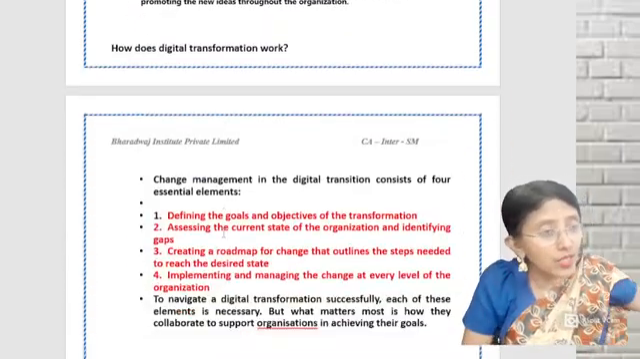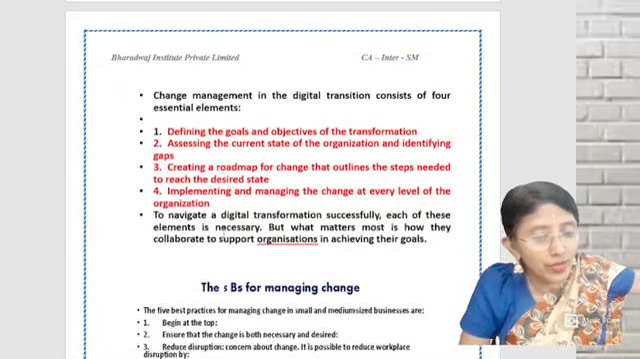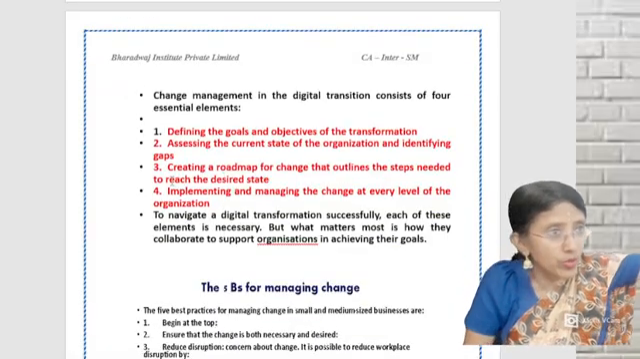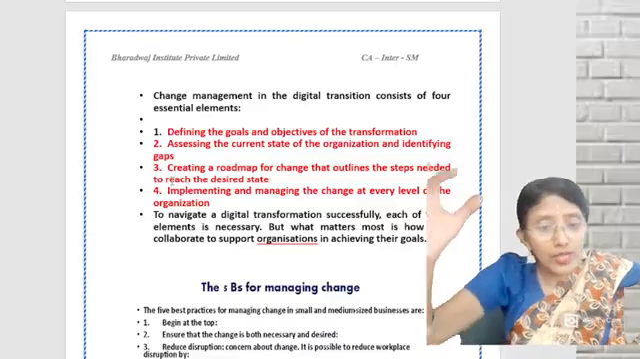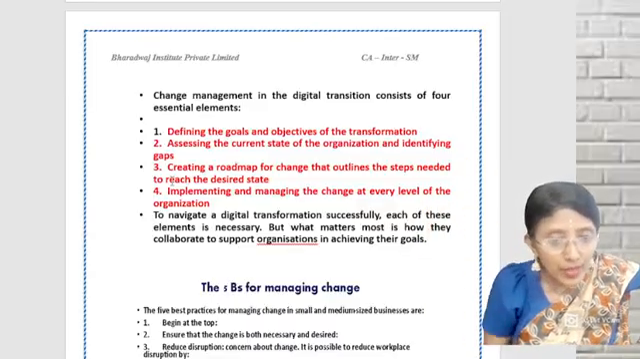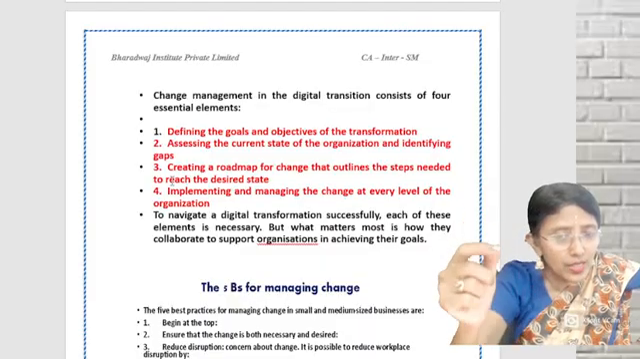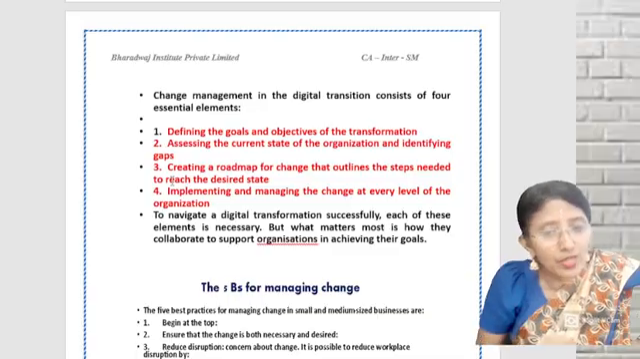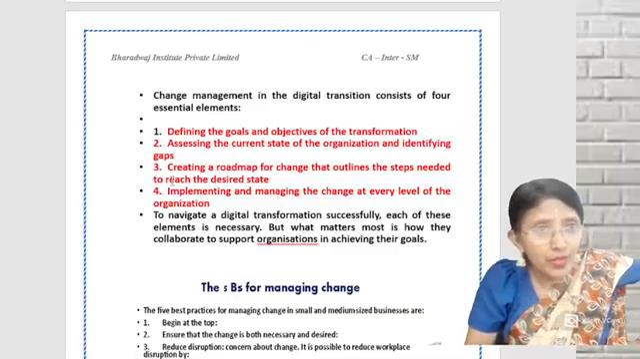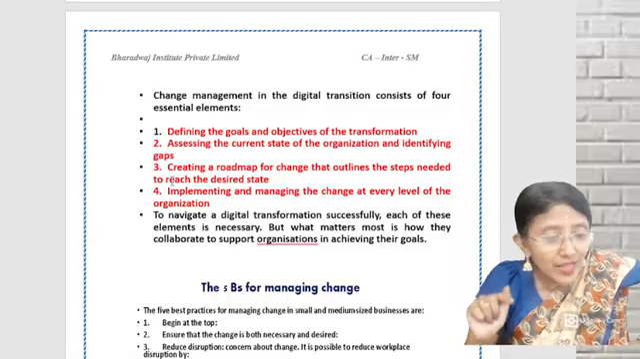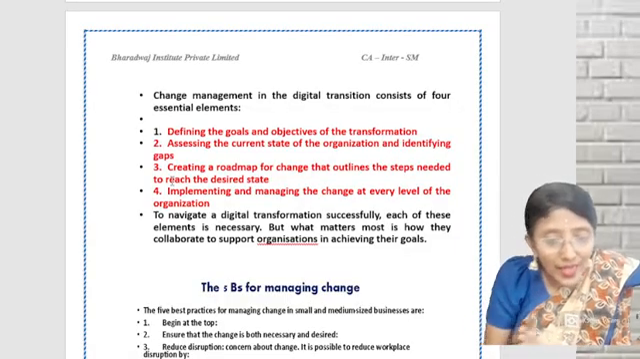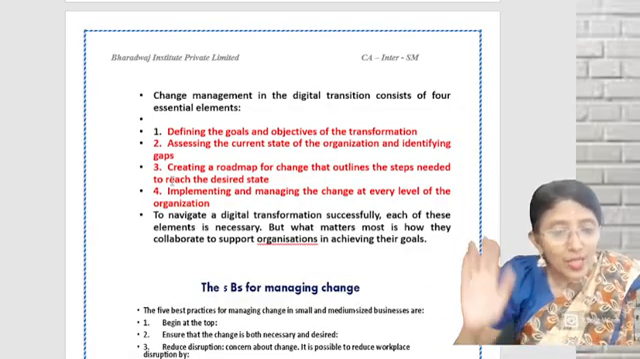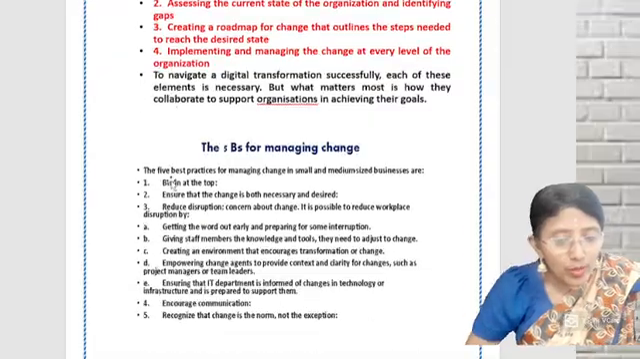How does digital transformation happen? Look at the points given. These are the 5 points which you were questioned on. How does digital transformation happen? Define the goal of digital transformation. Why should I go for it? Assess the current state of the organization. What is the gap? Where does the organization stand digitally? Okay, creating a roadmap for changes, and implementing and managing. Are you clear, my dear students?